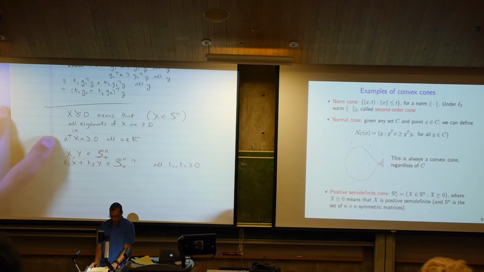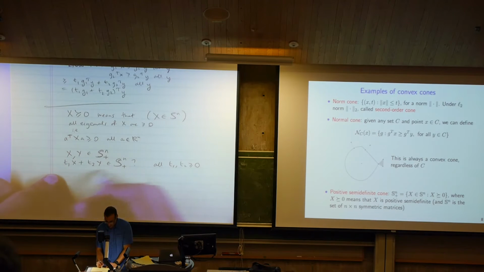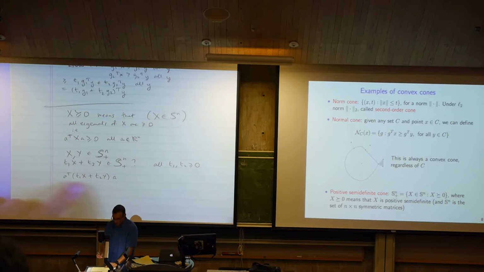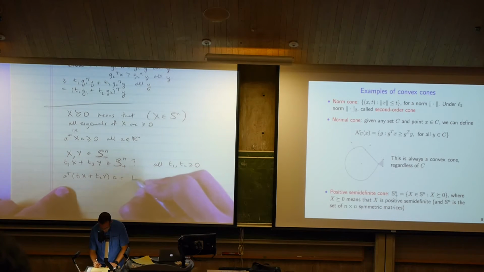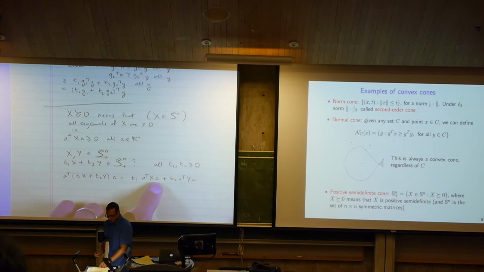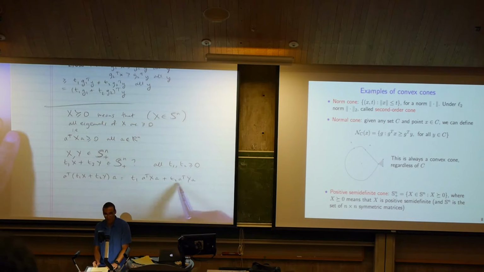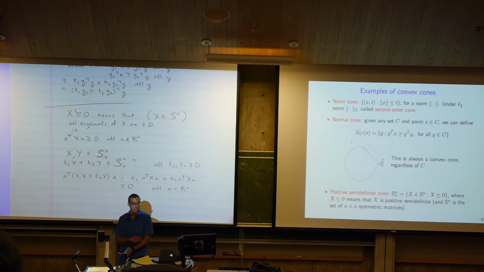These are equivalent conditions for positive semi-definiteness. So we have to check that this matrix is positive semi-definite. Let's just do it like this. Take any vector A and do A transpose this matrix times A. That's the same as t1 times A transpose X times A plus t2 times A transpose Y times A. By positive semi-definiteness, each of these is bigger than or equal to 0, so this whole thing is bigger than or equal to 0. That's true for all A. So therefore, this thing is PSD.